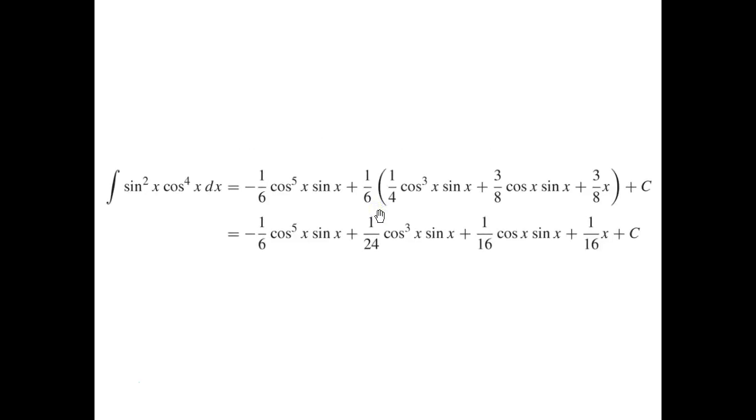How they wrote it, and I just read the answer to you, they do it in decreasing order of the cosines: cosine fifth, third, first, and just let everything else hang on. That's why they started with the minus. I don't like starting with minus, but that's fine. Minus 1/6 cosine fifth sine, plus 1/24 cosine cubed sine, plus 1/16 cosine sine, and plus 1/16 x. In case you couldn't read my ugly scratch, there is the thing.